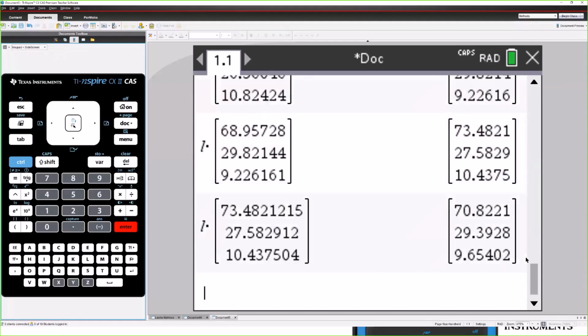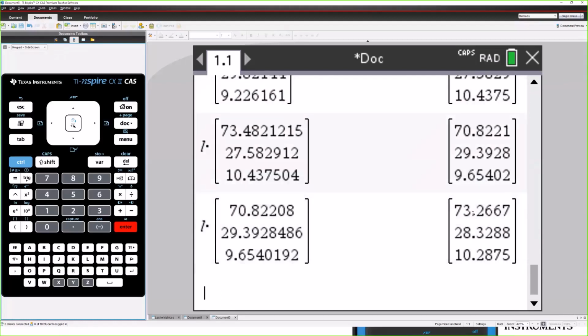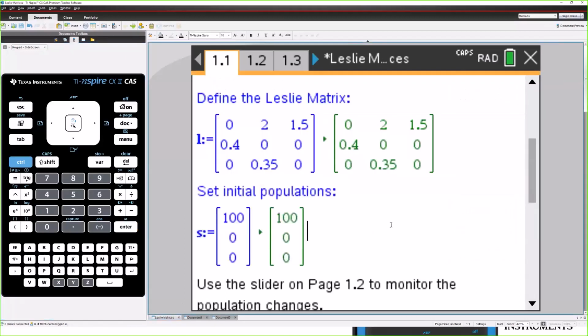I'll press enter a couple more times. And now we're starting to see that it's sort of stabilizing. It jumped around a lot at the start, but now it's stabilizing. And that's one of the things that students will be asked, I believe, when they're working with Leslie matrices: what is the stable state? What are we heading towards? Well, that's great that we can do it that way, but let's see how that looks on here.